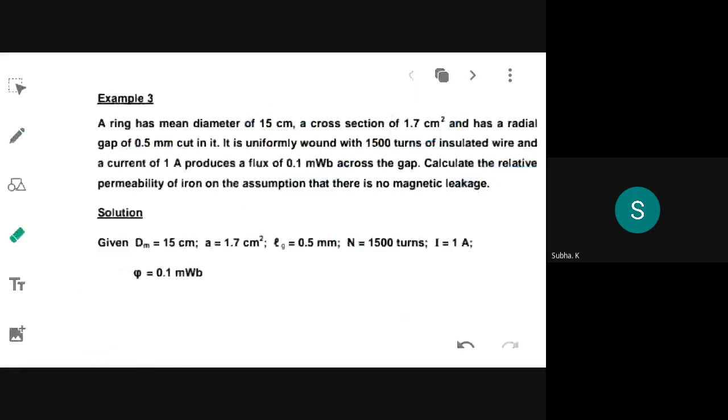Any idea? Think of some way in which you will be able to solve this given problem.